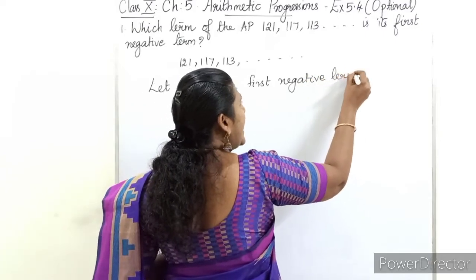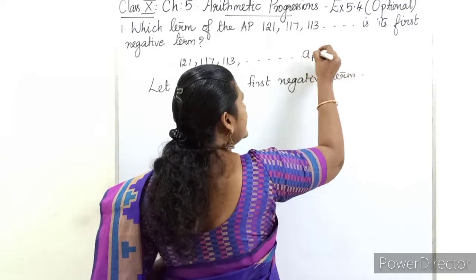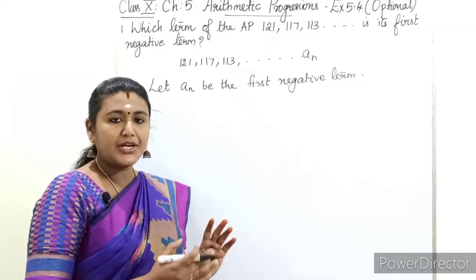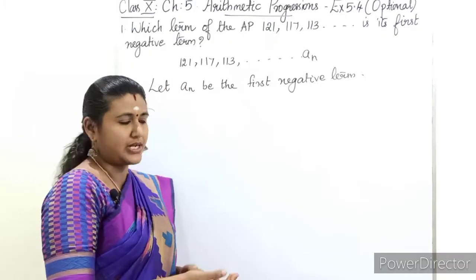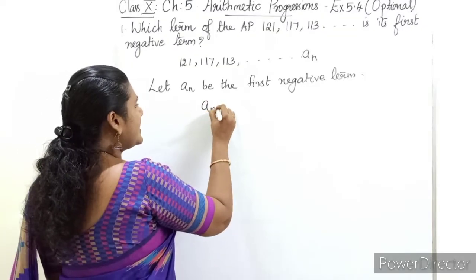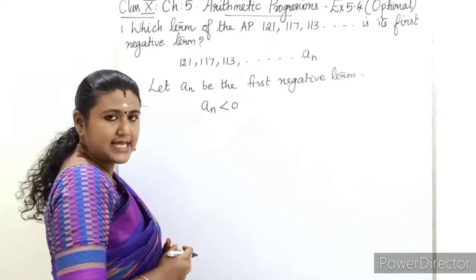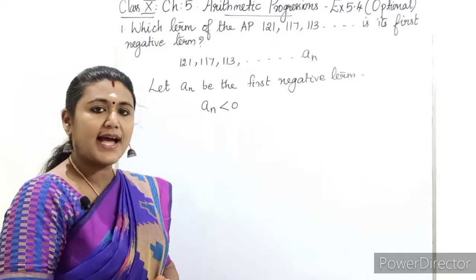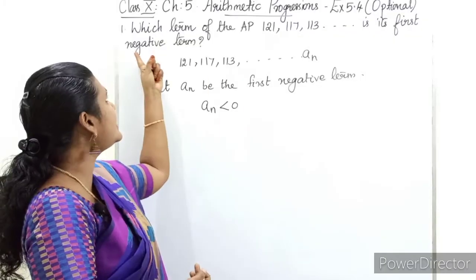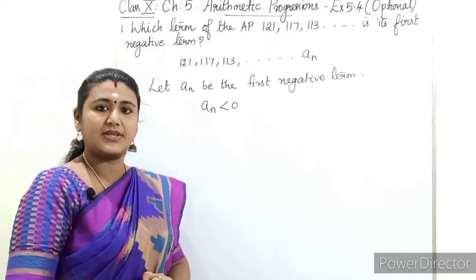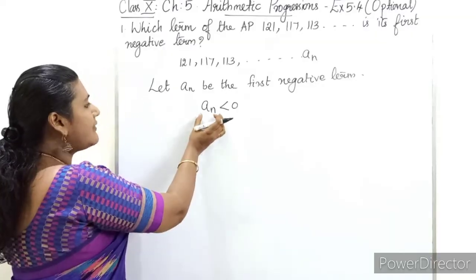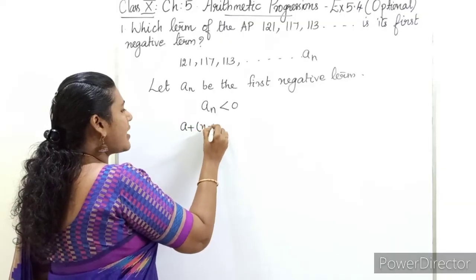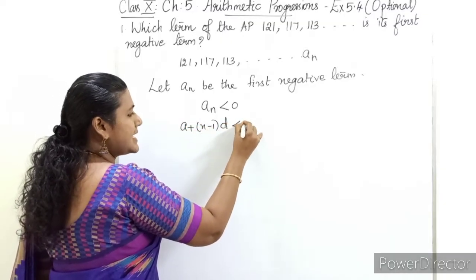So if AN is the first negative term, its value will be less than 0. Negative means it is a negative integer. So we can write AN is less than 0. From this inequality, we have to find the value of n, because the question is which term is the first negative term. So here, what is the formula for AN? A plus (n minus 1) into D is less than 0.